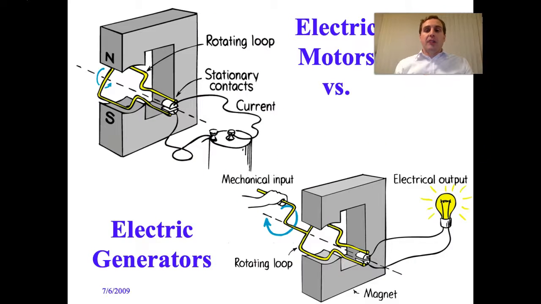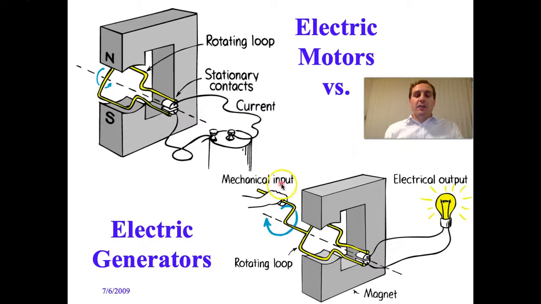Here's an electric motor in its stripped down version versus an electric generator. Notice that here are some stationary contacts, a rotating loop, and some input current. The output is rotational kinetic energy. An electric motor is used for many things, like a drill or a fan. Again, the input is from a voltage or maybe a DC power source, and these slip rings allow you to have alternating currents every half turn.